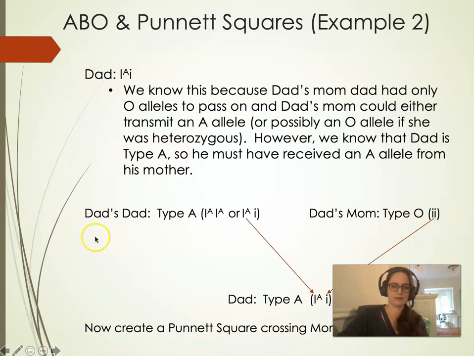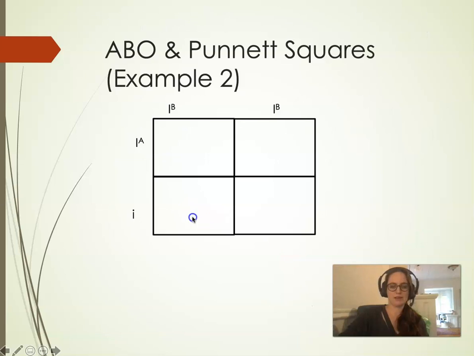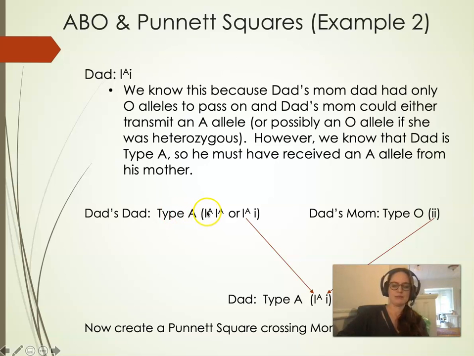That's mom, there's dad. So if dad's dad was type A, whoopsie, that means he was AA, or A recessive i. If dad's mom was type O, that means that it was homozygous recessive ii. So in order to get dad's type A, he had to have gotten one copy. It doesn't matter if it was this copy or this copy, or if it was this version or this version. Either way, if he has type A blood, by definition, he got that A type from dad's dad. So that goes there.